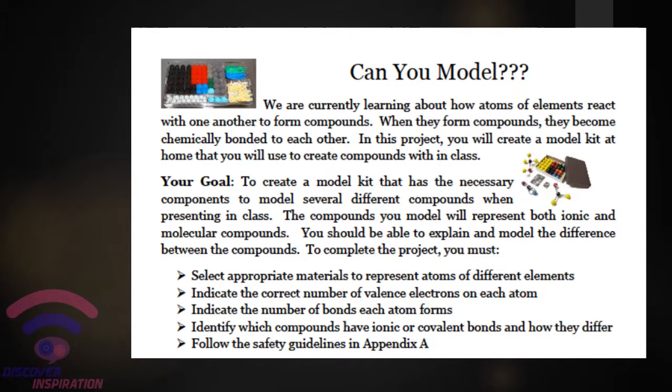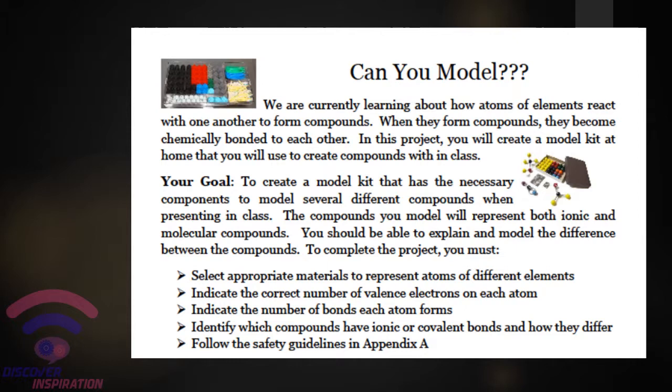So you're going to make a model kit. You need to select things that are able to represent atoms of different elements. The basic building block when it comes down to matter generally is the atom, and each element has its own atom. There are hydrogen atoms, carbon atoms, nitrogen atoms. In your kit, you need to have something that represents the hydrogen, something that represents the oxygen, something that represents the nitrogen. You also need to indicate the correct number of valence electrons.